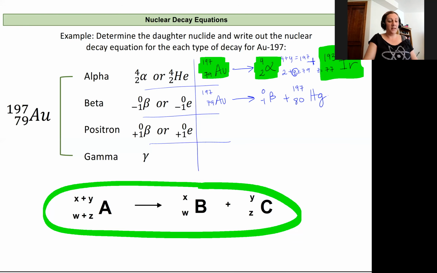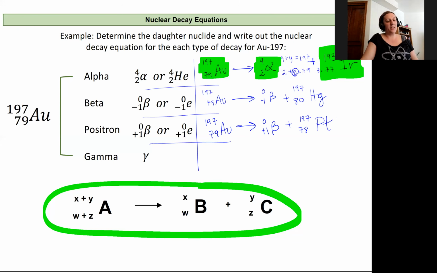For my positron decay, again, we start with the same thing. And unless we're doing electron capture, you should just have one thing on the reactant side, your parent isotope. This time it's a +1 charge on this particle. And so that means 1 plus 78 will actually equal my 79. So I'll have an atomic number of 78, and I still have that mass number of 179, and that's going to be platinum.